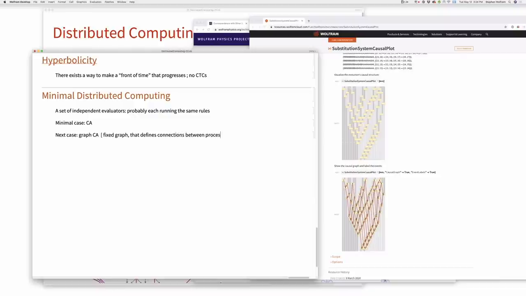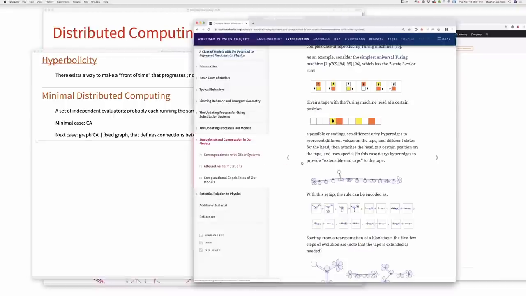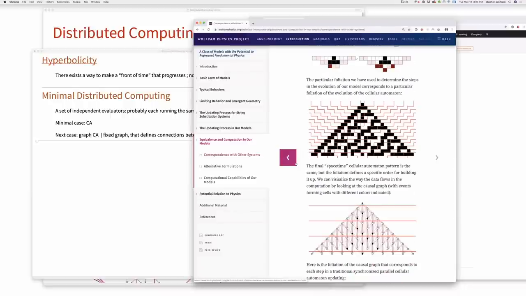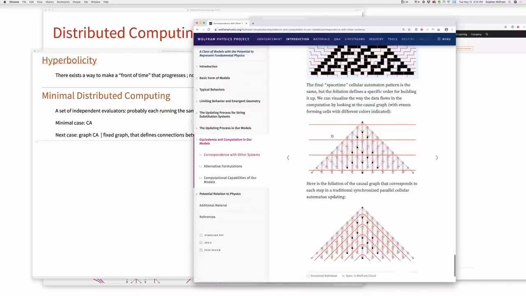Now let's look at what this all means. We can draw a causal graph for each of these. For a cellular automaton, what is the causal graph? I think we've drawn these. Didn't you draw one of these, the cellular automaton causal graph? I think we even had one here.